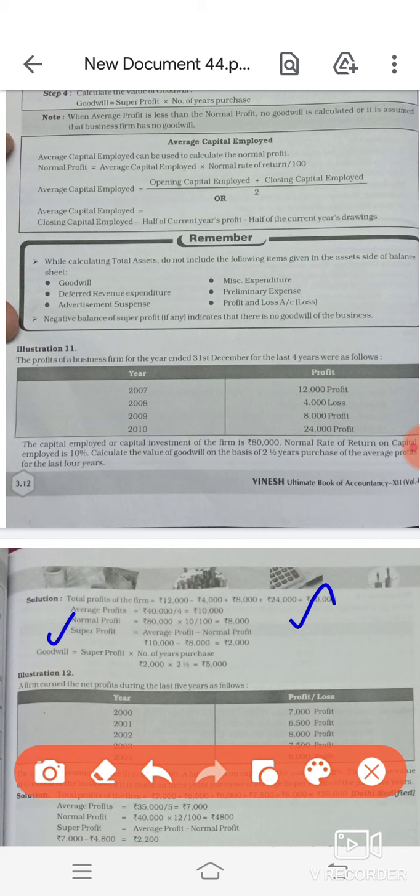See, normal profit equals, what is the formula? Capital employed into normal rate of return divided by 100. So what is the capital employed? In the sum, the amount is given directly, that is 80,000. So 80,000 into normal rate of return, which is 10%. It's a very easy sum. We are just applying the formula, that's all. And we have to find the super profit, that is average profit minus normal profit, and then we find the goodwill.